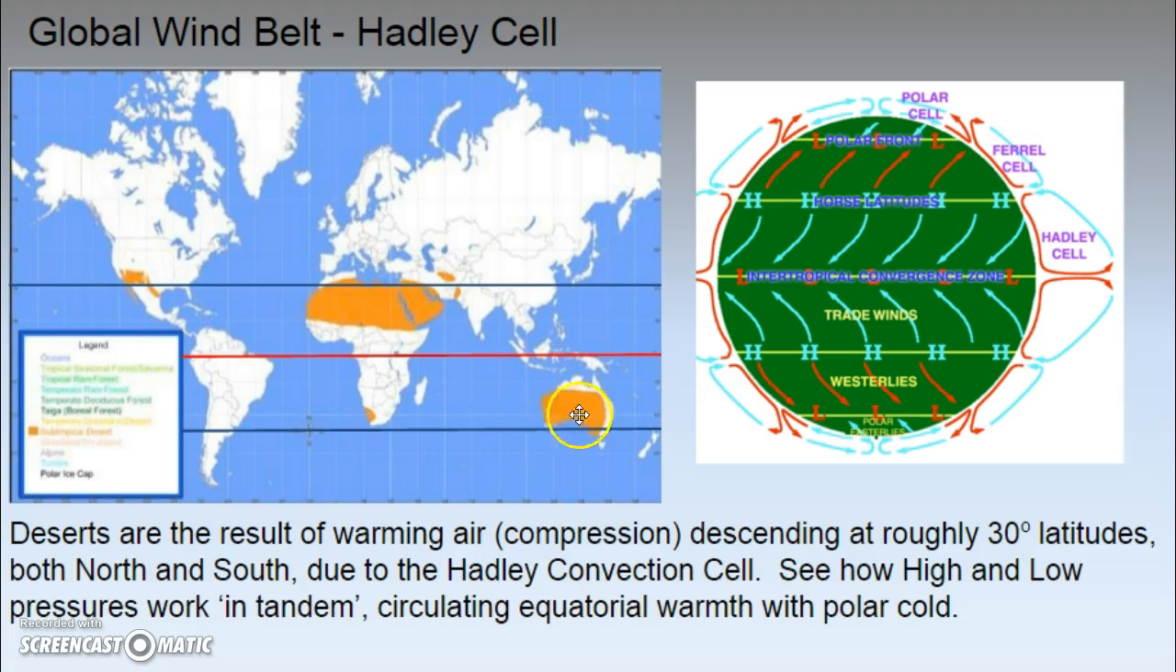That's why we have deserts form, and when we look at the equator here in red, that 30 degrees north-south, there's a reason why we look at subsiding air. This compression element that descends at 30 degree latitudes is due to the Hadley convection cell. We have Hadley providing descending air from the south, and we have the Ferrel cell providing colder air from the north. So at 30 degrees is a very active zone of air that is compressing, heating, and drying out the land, anything it comes in contact with. It's so warm, so dry, it just sucks out any type of moisture. So we can see how high and low pressure work in tandem, circulating equatorial warmth with polar cold.